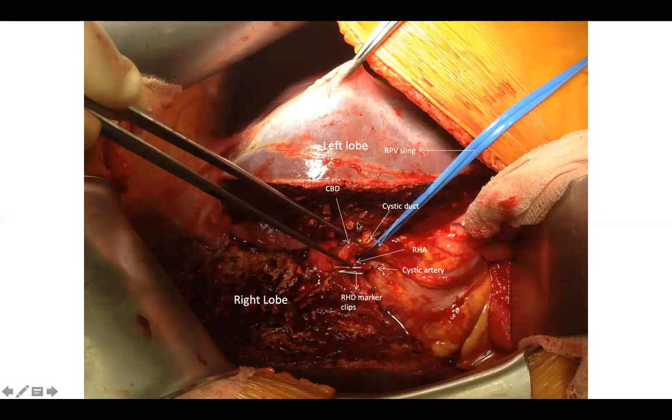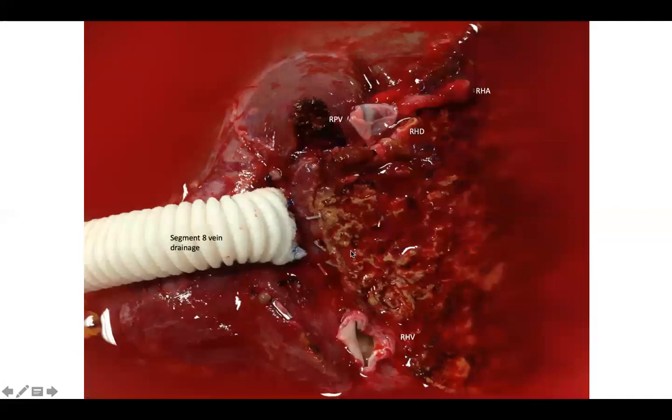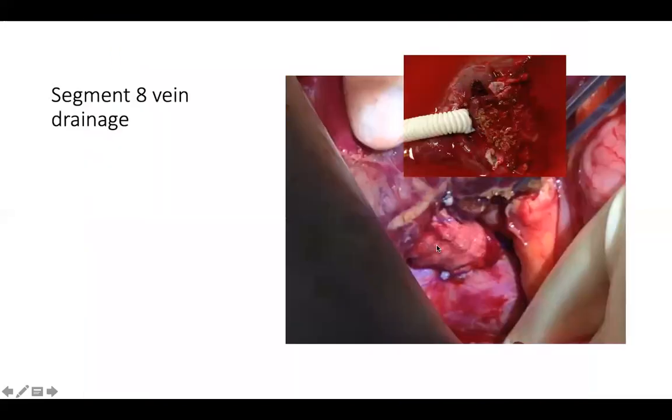This is a right lobe graft. You can see the cystic artery, right hepatic artery, cystic duct, and common bile duct, and both lobes are split, are transected, but the vessels are still intact before the graft retrieval. This is segment 8 vein drainage with the help of a synthetic graft in the right lobe donor, and the same graft after reconstruction and implantation on the IVC.